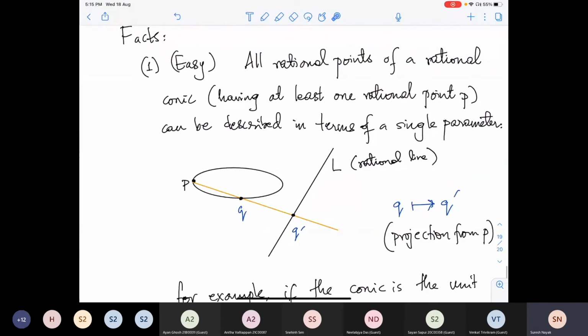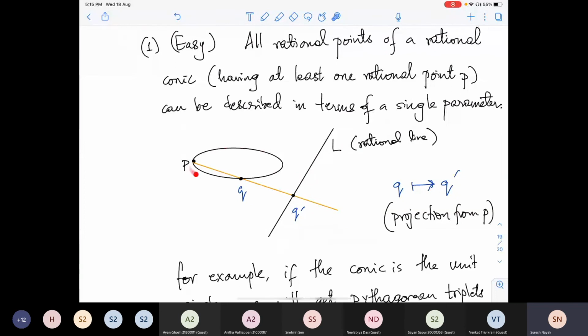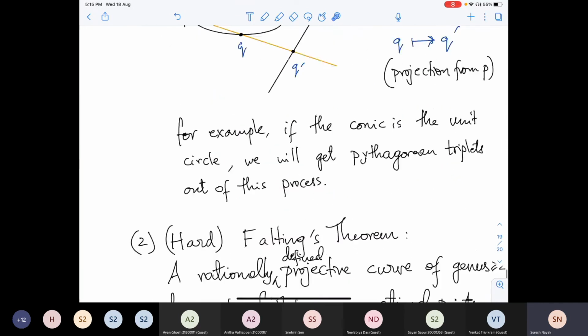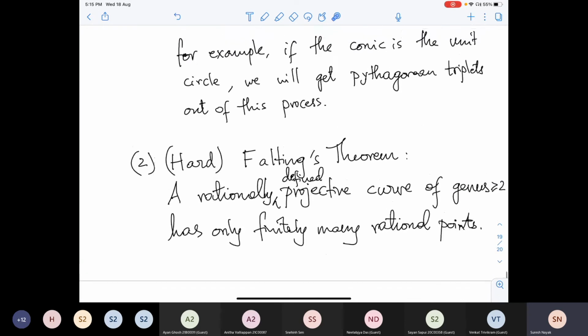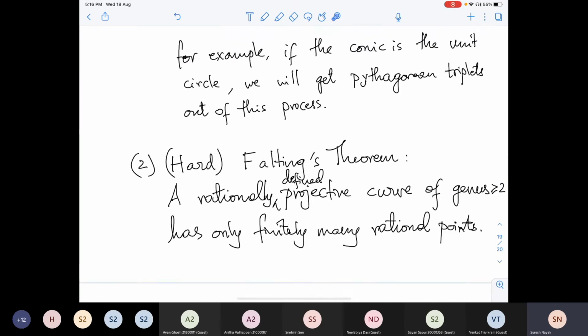rational line. So what this tells you is that rational conics, conics over rational numbers, have plenty of rational points. If they have one rational point, then they have in fact infinitely many of them, in one-to-one correspondence with points on this line. And now here's the last thing, and I'll stop here. There's a hard fact, which is a remarkable theorem.